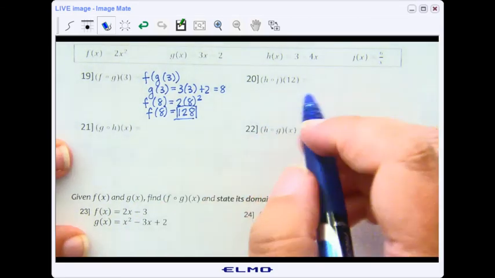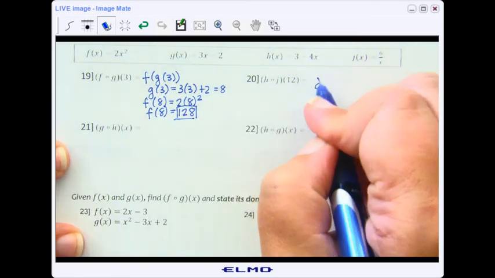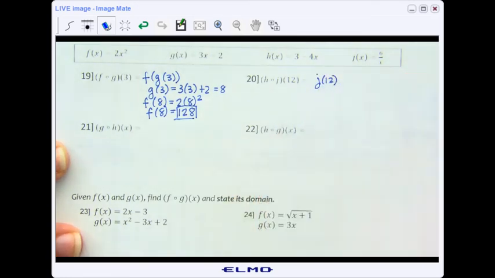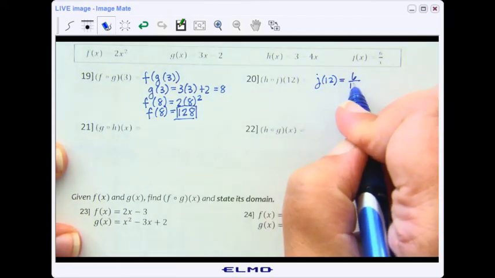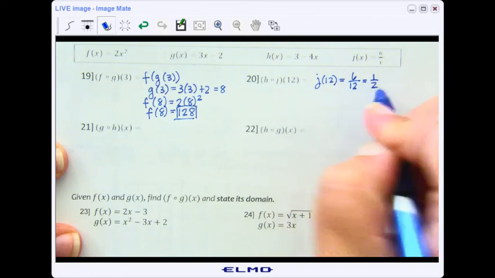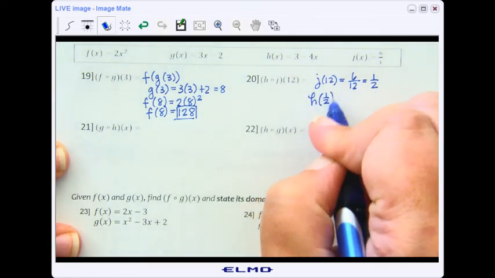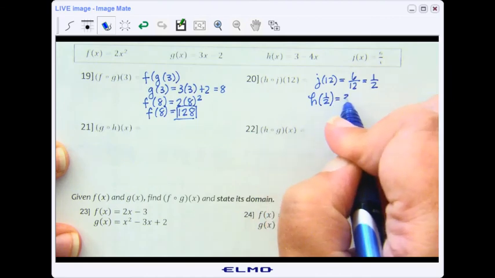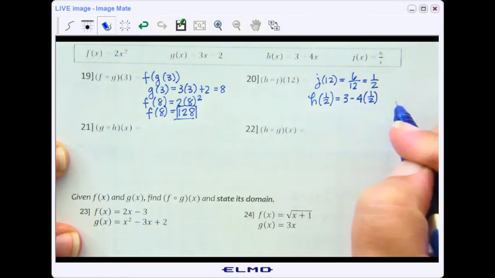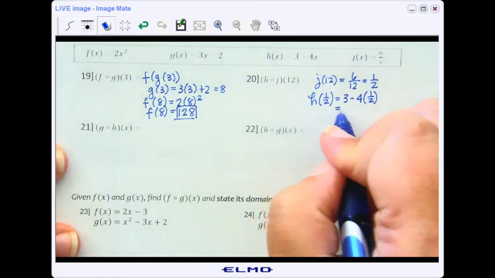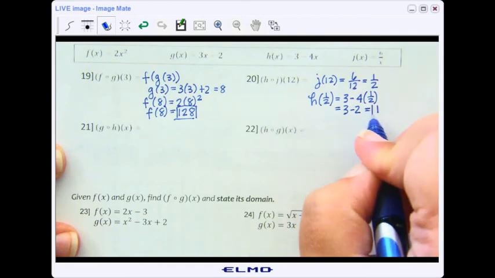In 20, we're finding h of j of 12. So first, I need to find j of 12. So I have 6 over 12, which gives me 1/2. So I need to find h of 1/2. So this is 3 minus 4 times 1/2. 4 times 1/2 is 2. So I have 3 minus 2, which is equal to 1.